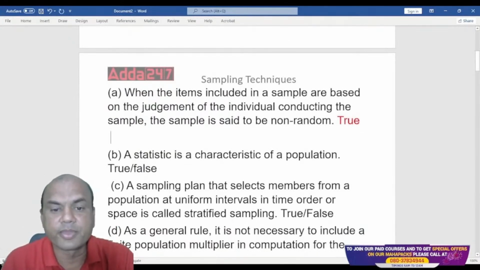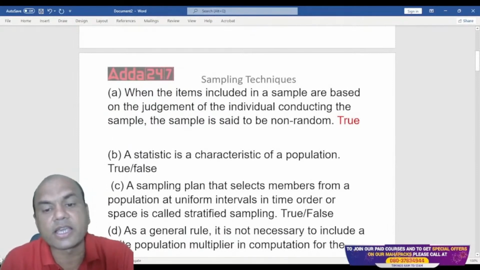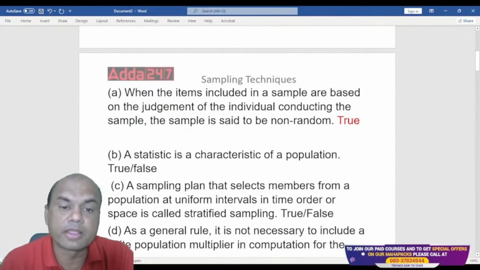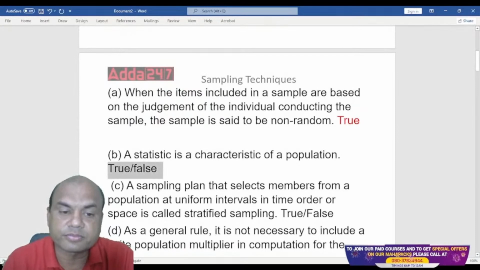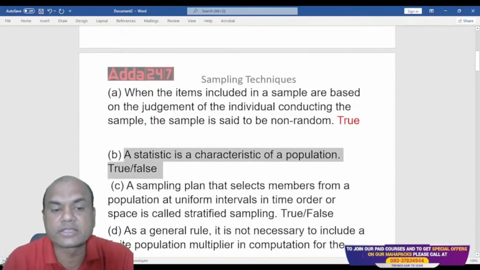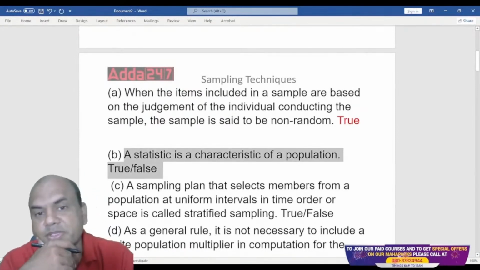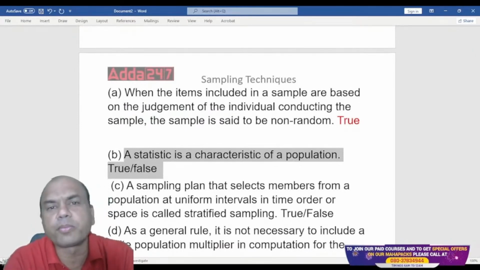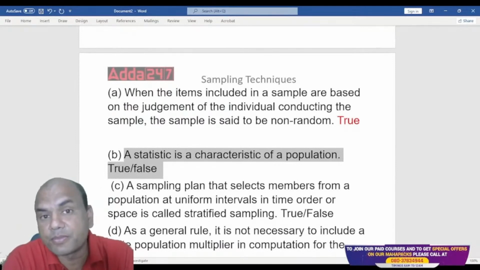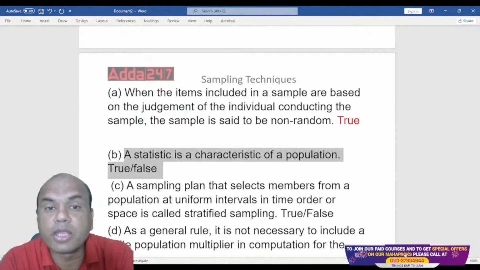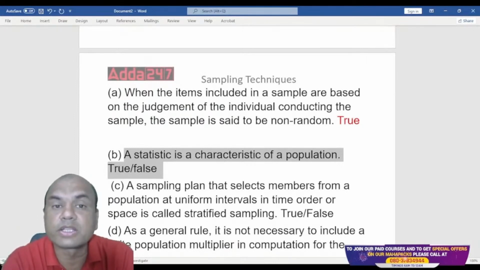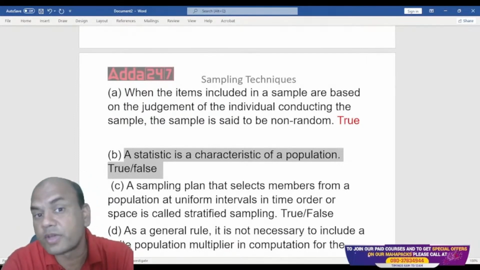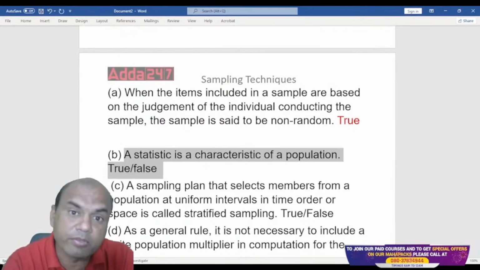Second one. A statistic is a characteristic of a population. Now this is a simple one. You must answer this. True or false? What do you say? Everyone, think over it. What is population? What is sample? Suppose if I find the mean of a population, what is it called? Suppose if I find the mean of a sample, what is it called?